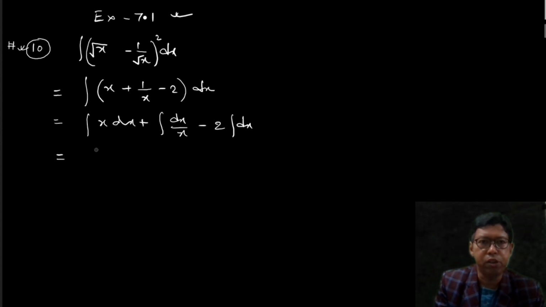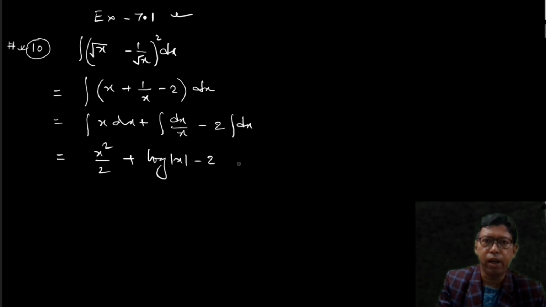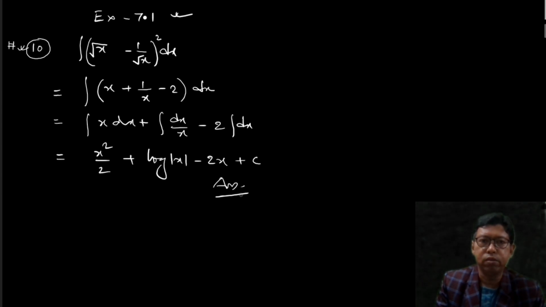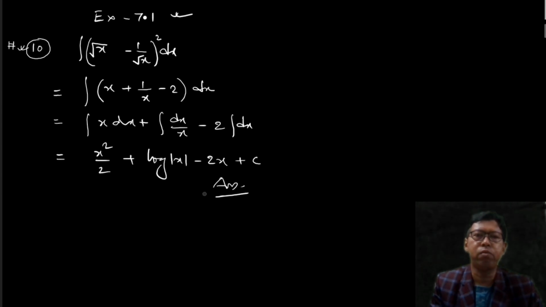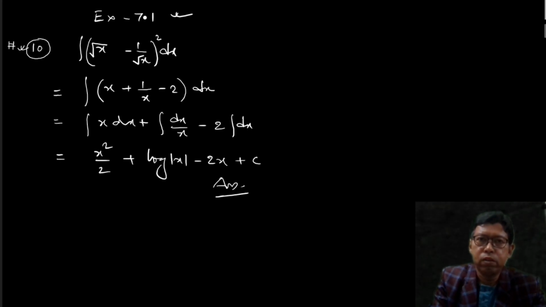Okay, what is the integration of x? As you know, this is x square by 2, and log of modulus of x, minus 2, and the integration of dx is x, and you have to put the integration constant c, and this is your result. Okay, very simple question. The integration of root x minus 1 by root x, whole square, is this one. So this type of question may come in your exam for 2 marks or 1 mark also. In 1 mark you will get 4 options, and you will choose the correct option. Okay, next question please.